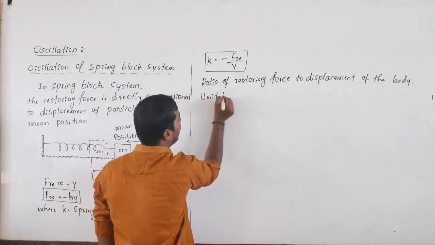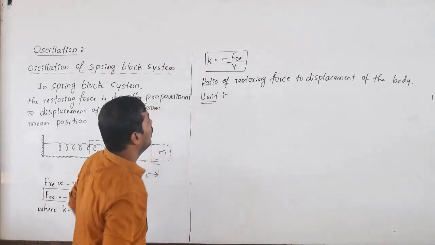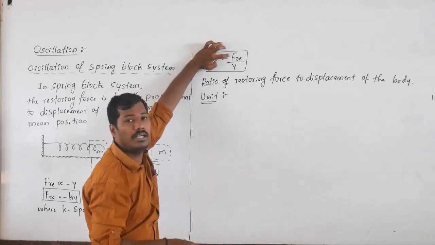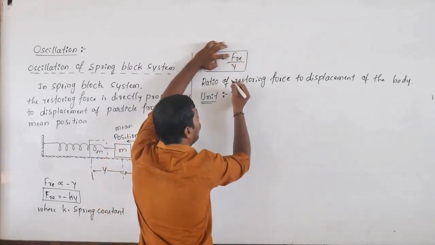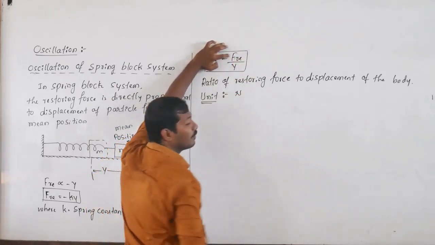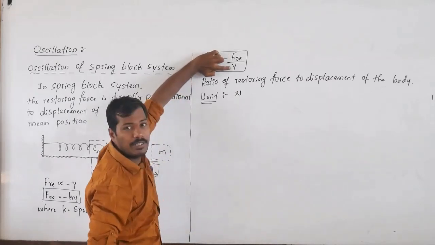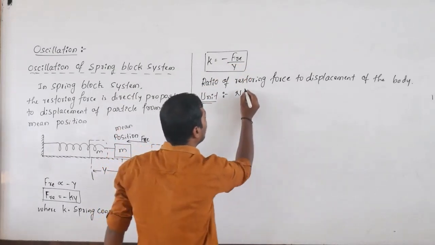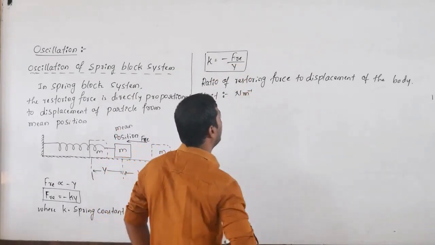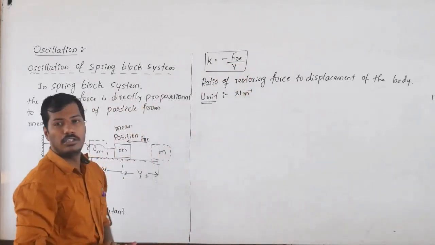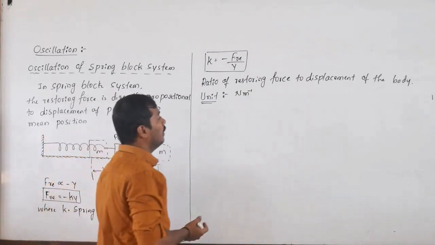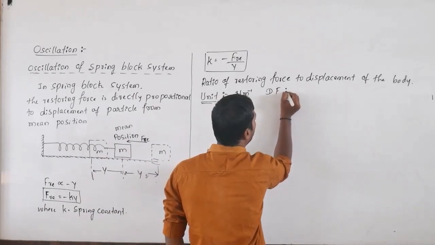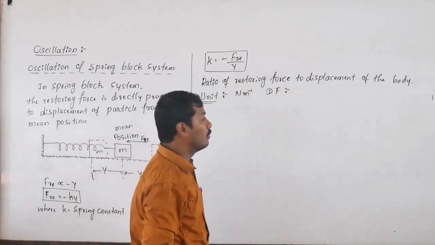The SI unit of spring constant: here the restoring force is a force, so force is denoted in terms of what? The unit of force is Newton, and this is a displacement. The unit of displacement is meter, but it is in the denominator, so it becomes what? Newton per meter is the unit of the spring constant. Then write the dimensional formula. What is the dimensional formula of this spring constant?